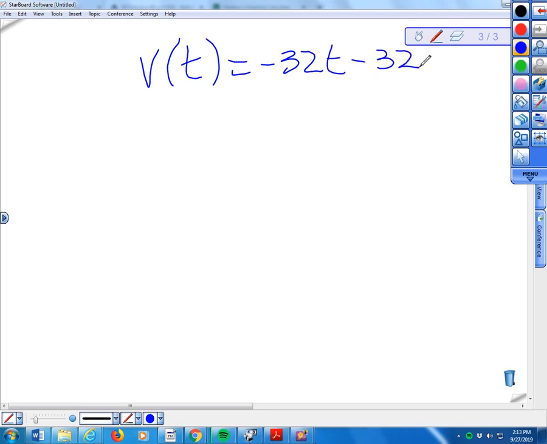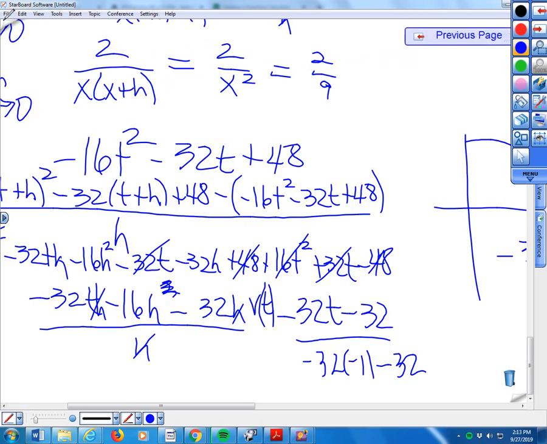Well, its velocity when it hits the ground is 0. Or do I go back and find if this is its position? I set this equal to 0, find the time, and then plug that in. That's probably what I do.